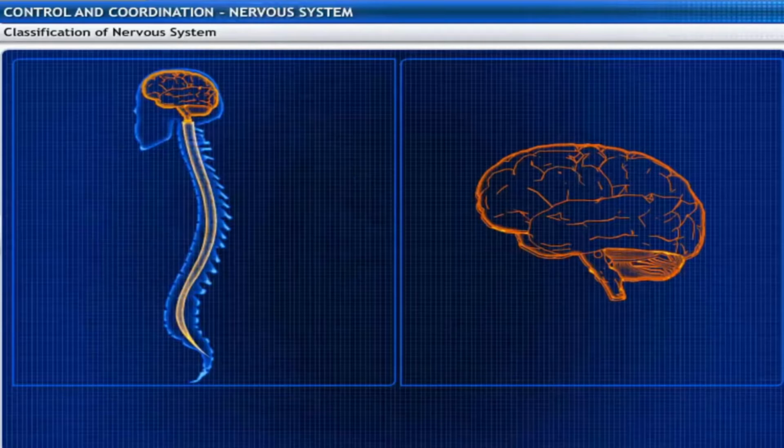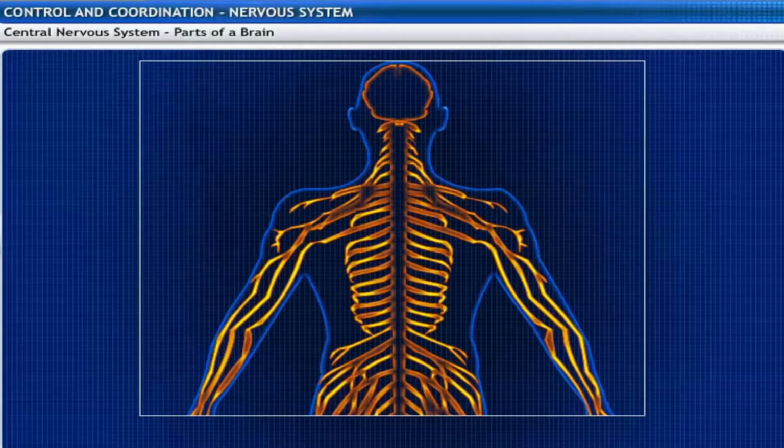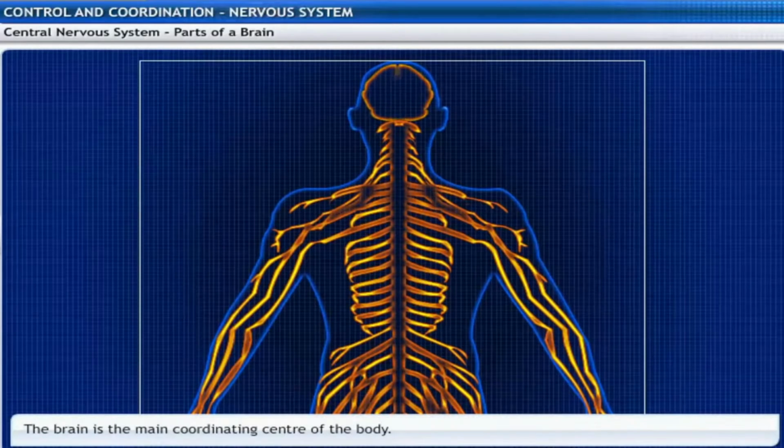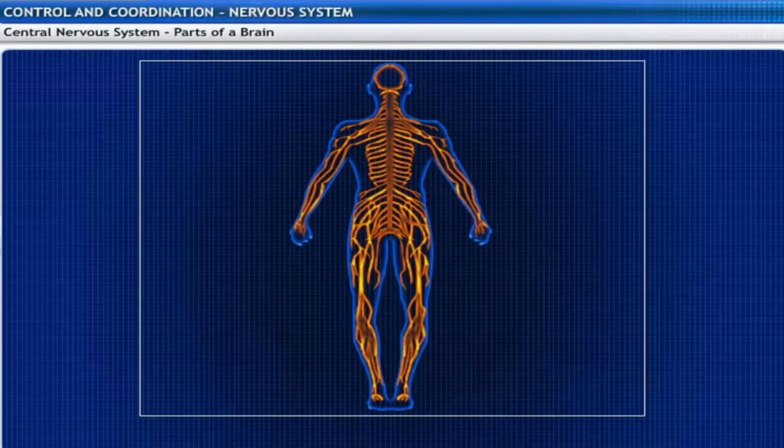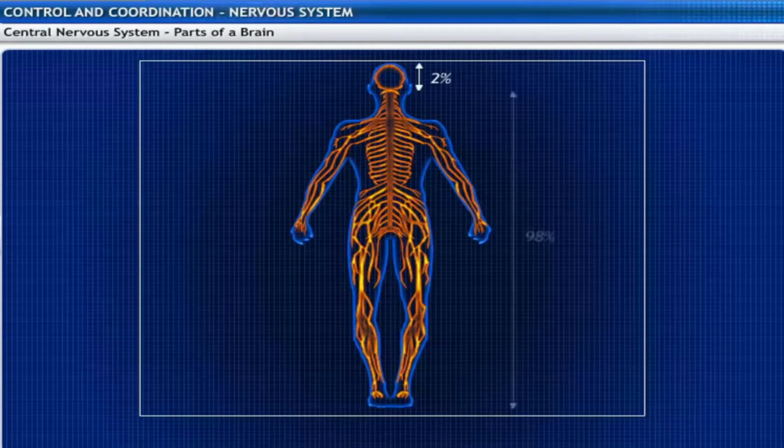Let's discuss the brain in detail. The brain is the main coordinating center of the body. It is a relatively small organ and constitutes about 2% of our total body weight.